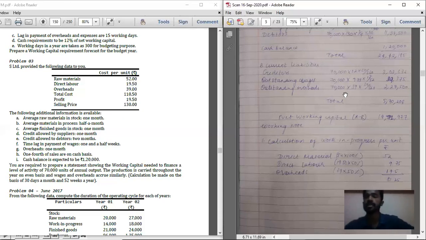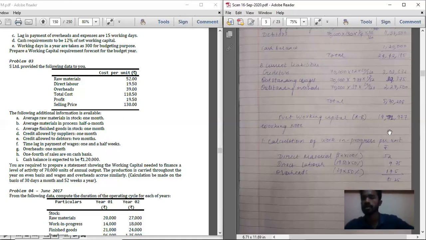In respect of that 5,70,208, put total. Below that, capital C, net working capital, open a bracket, capital A minus capital B, close the bracket. So what is net working capital here? Current assets is 24,42,395 minus current liabilities 5,70,208. You will get 18,71,887.